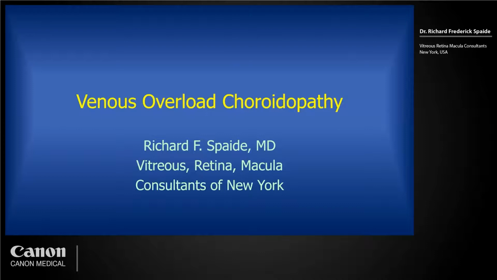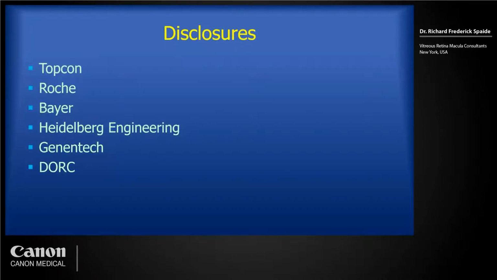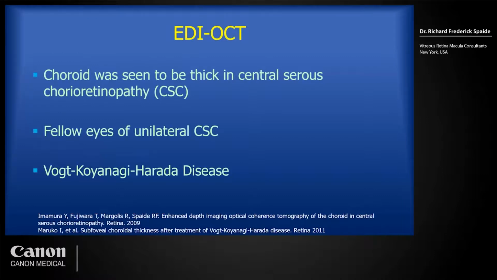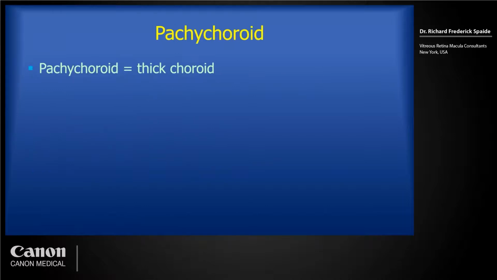Hello, my name is Richard Spaide, and I'd like to present venous overload choroidopathy. Here are my disclosures. Using EDI-OCT, we showed that the choroid was thick in patients with central serous chorioretinopathy, not only in their involved eye, but also in their fellow eye. In addition, we showed that Vogt-Koyanagi-Harada disease has a thick choroid.